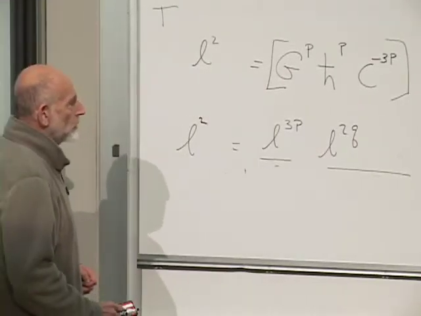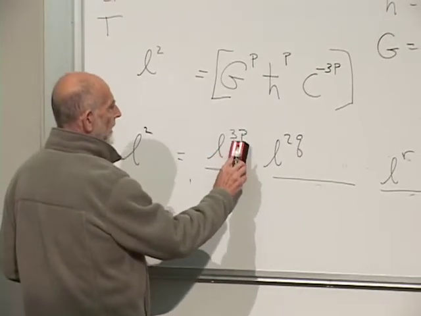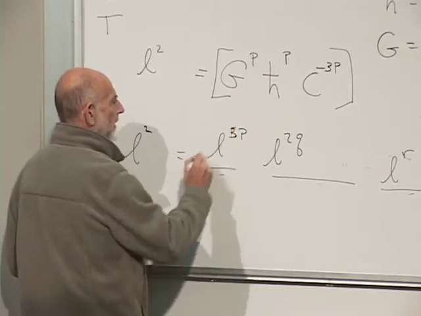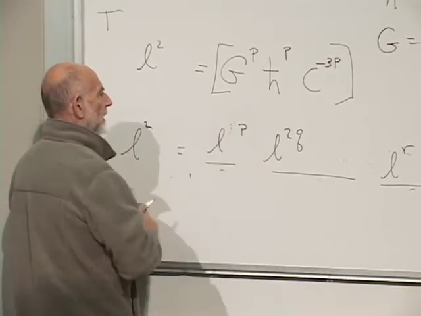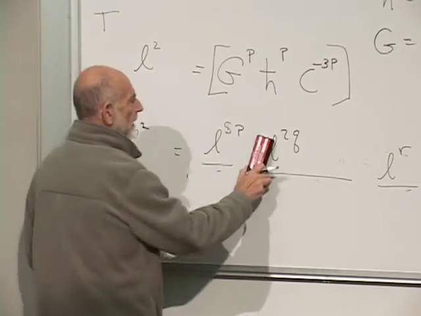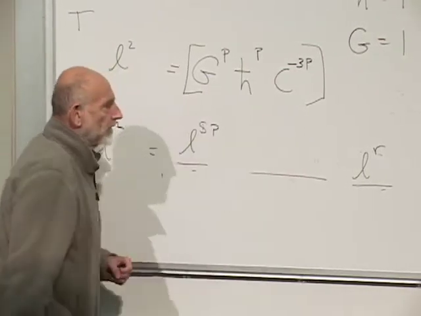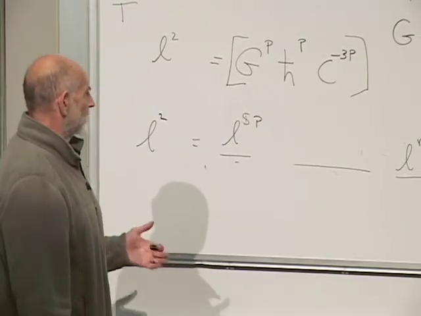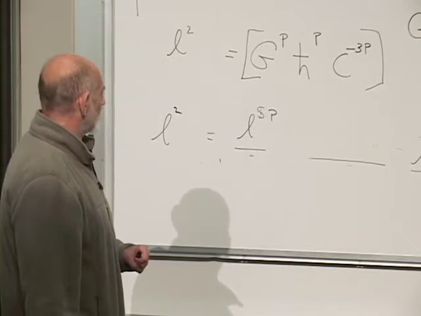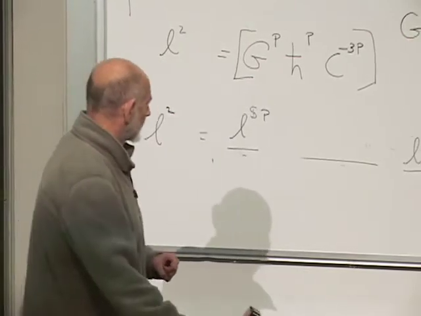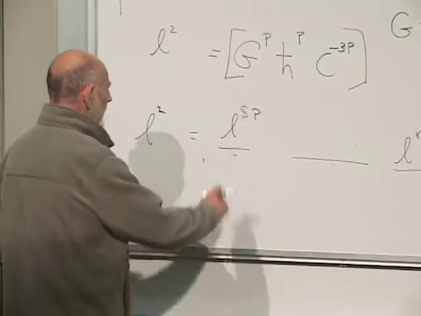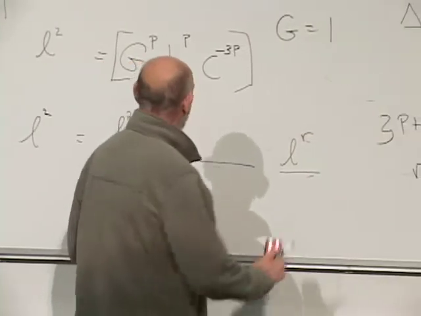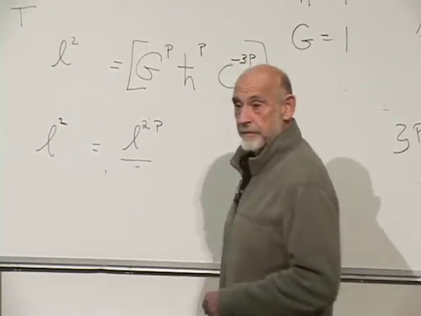P is equal to q. So let's see what we have. That looks like 5p. L to the 2q, that's taken care of. And now r is equal to minus 3p. So 5p minus 3p and you're done. Altogether 2p. And that now tells us what p is. P is equal to 1.